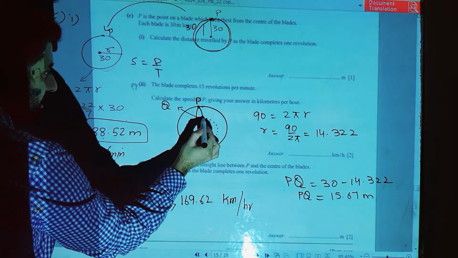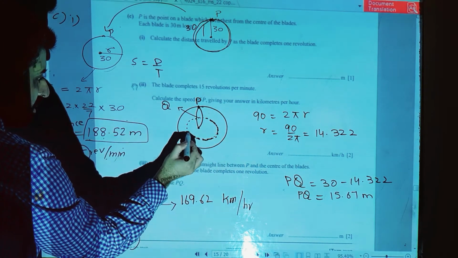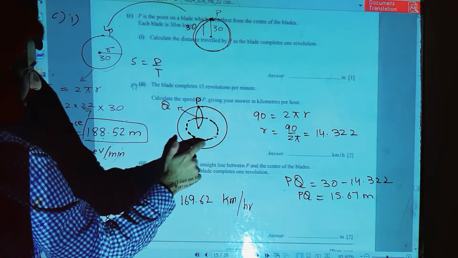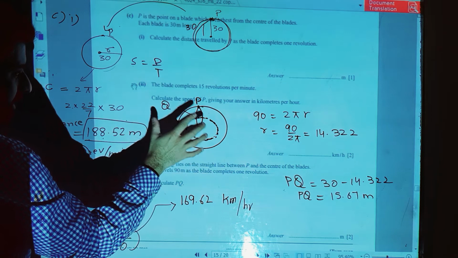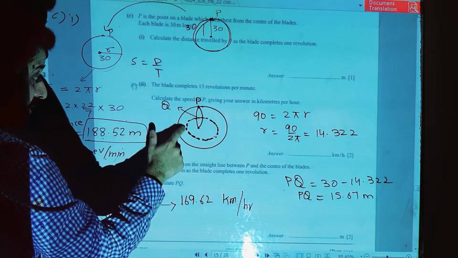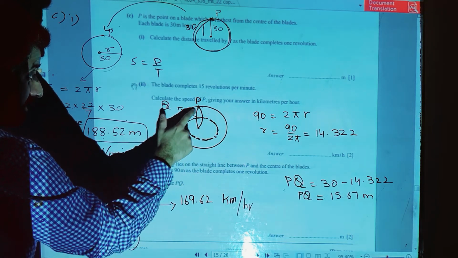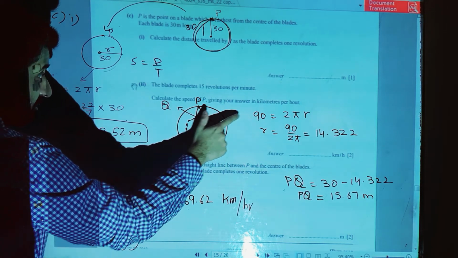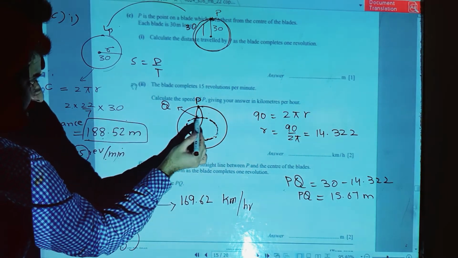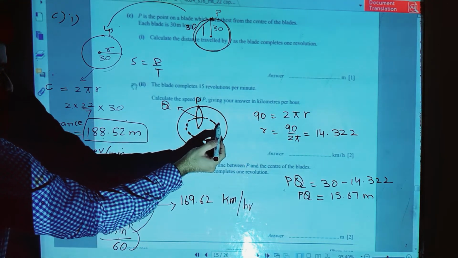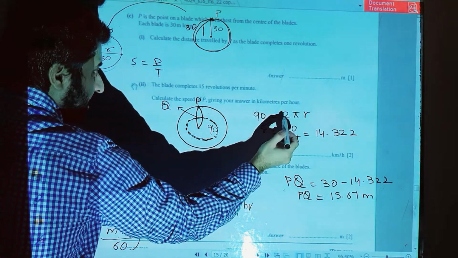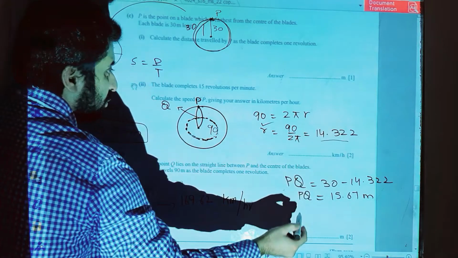That means the circle formed by Q, this circle is formed by Q as it rotates. So as it completes one revolution, the length of this circumference is 90, and circumference is 2 pi r. So from here you can find r, 90 over 2 pi, that is 14.32 meter.